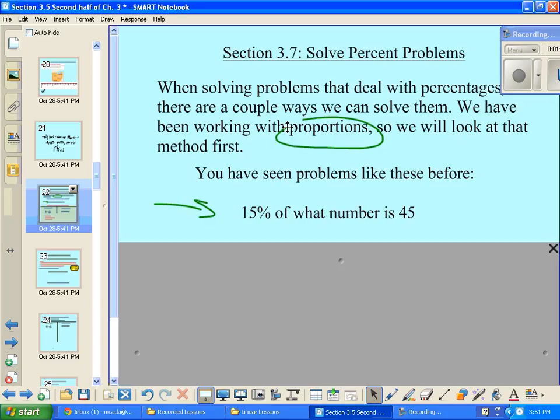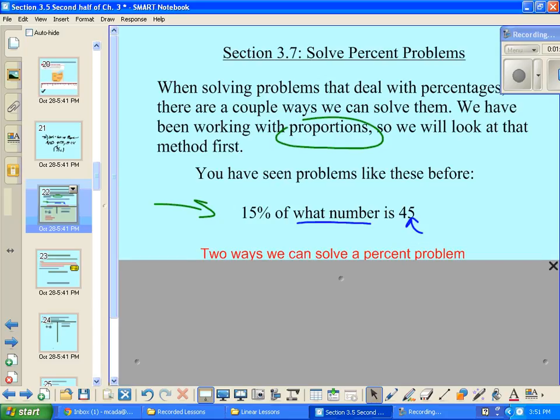Sometimes the problem is like this. Sometimes the 45 is what we're trying to find out, this number at the end. They may say 15% of, and they might give us a number here, and then this is what we're trying to figure out at the end, instead of giving us the 45. So they can switch around these types of problems on us, but either way, we're dealing with a percentage, or maybe even sometimes trying to find the percent.